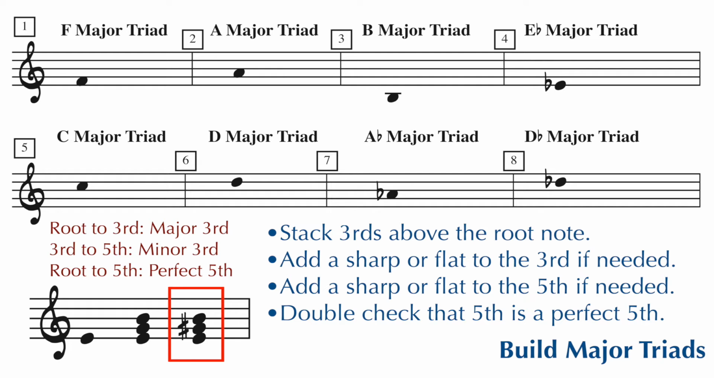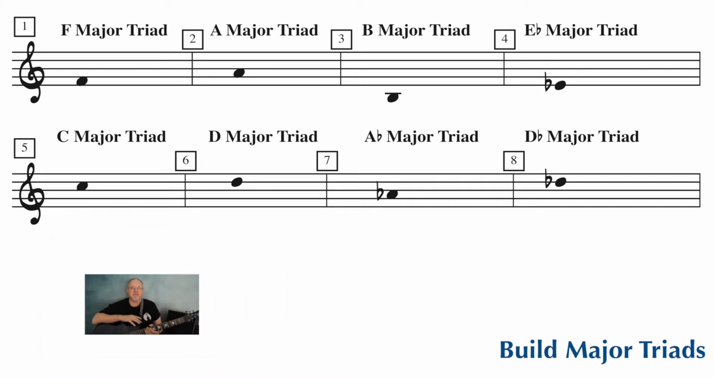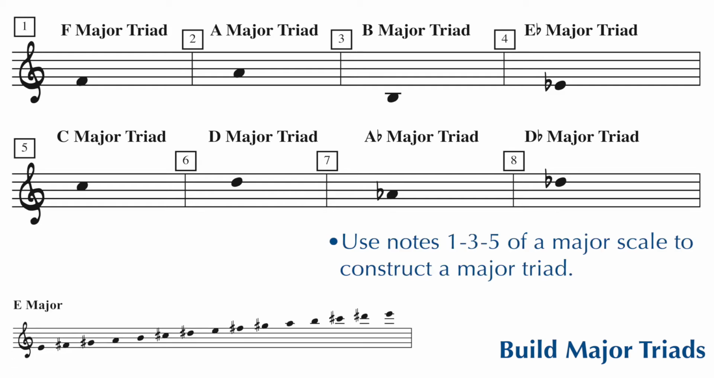And then if needed, add a sharp or flat to the fifth of the chord so the fifth is a minor third above the third of the chord. And then you can double check to make sure that the fifth is a perfect fifth above the root. And just like major scales, major triads will only have sharps or only flats. You're never going to mix sharps and flats in a major triad. The other way I'd like you to construct these major triads is to build a major scale starting on whatever root note you're given, and then construct the triad by adding the third and fifth notes of that scale on top of the root note.